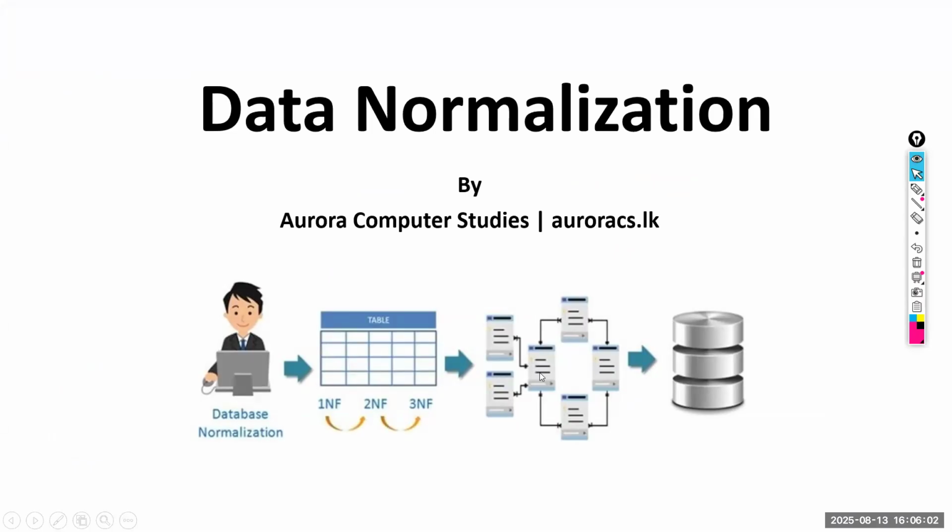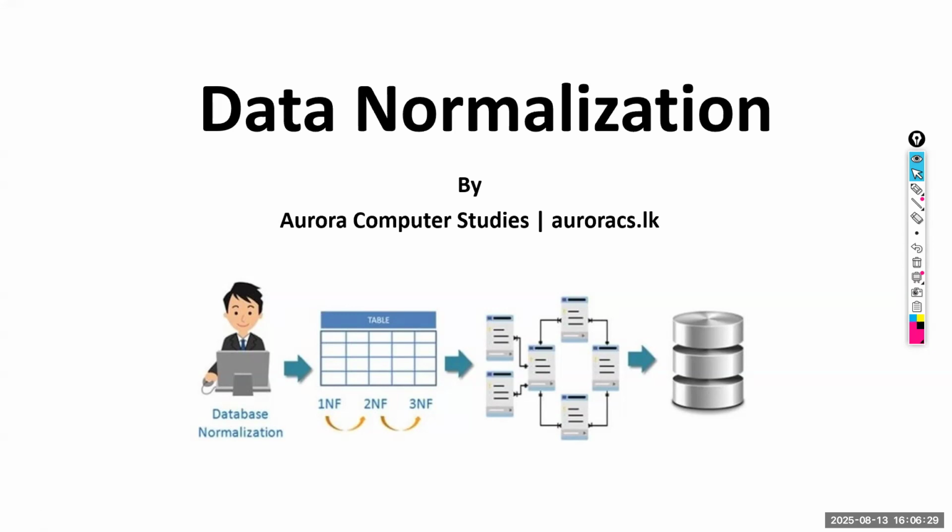And remember, data normalization is based on two concepts: atomicity and data dependency, or functional dependency. And data normalization is a sequential process. You check whether it's in first normal form, if not fix it. Then only you look at the second normal form, if not fix it. Then only you check the third normal form, if not you fix it, and so on.